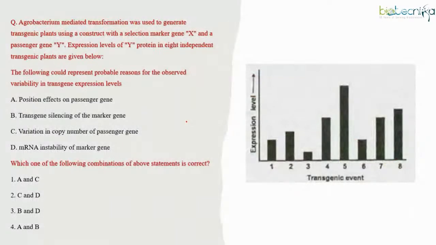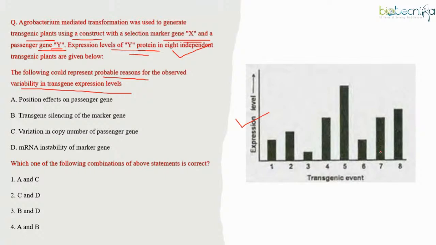Okay. So moving on to our next question. Agrobacterium mediated transformation was used to generate transgenic plants using a construct with a selection marker gene X and a passenger gene Y. Expression levels of Y protein in 8 independent transgenic plants are given below. This is the image for that. The following could represent probable reasons for the observed variability in transgene expression levels. Have a look. You have got 8 plants, but the gene expression is different in each case.